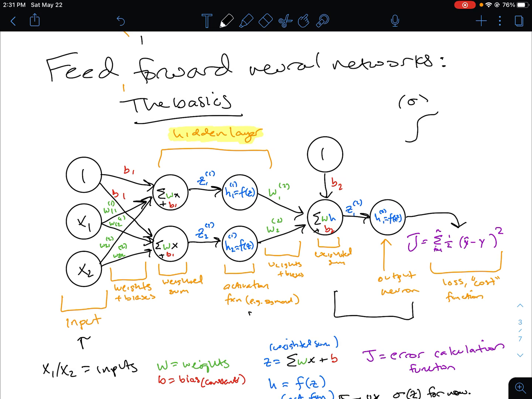In this case, we're using a quadratic loss function or mean squared error function, but you can use plenty of other ways to measure error. So let's dive back really quickly.